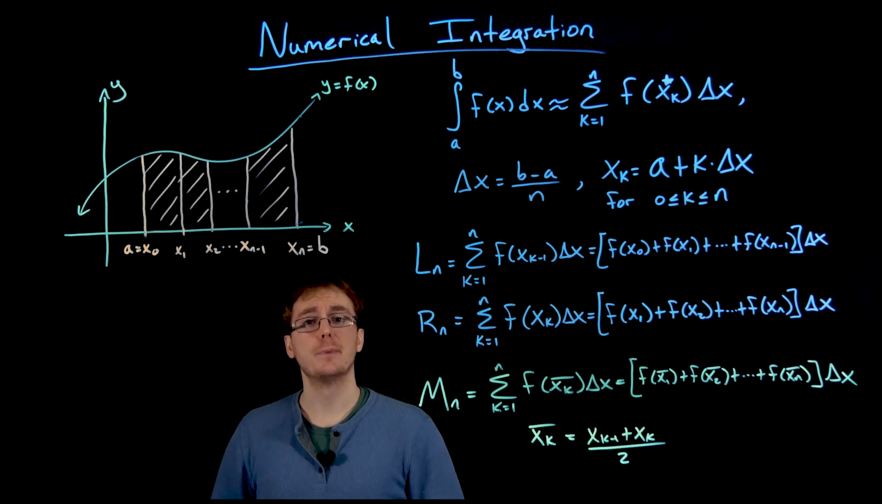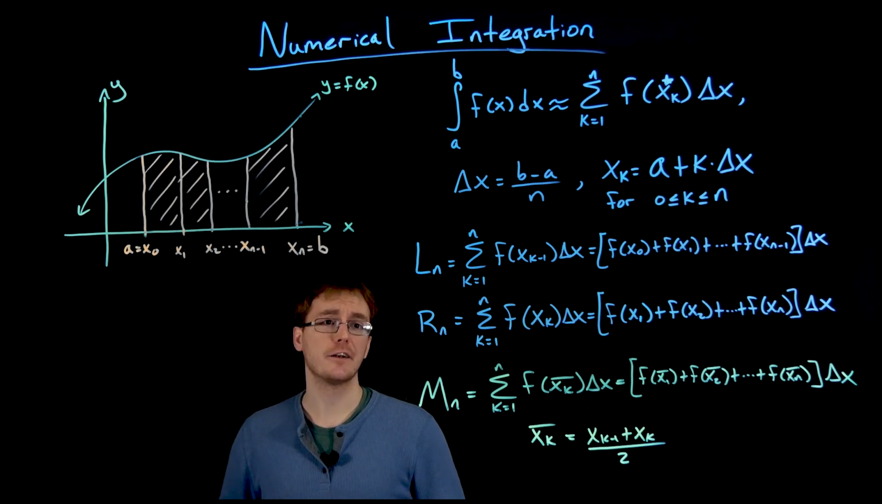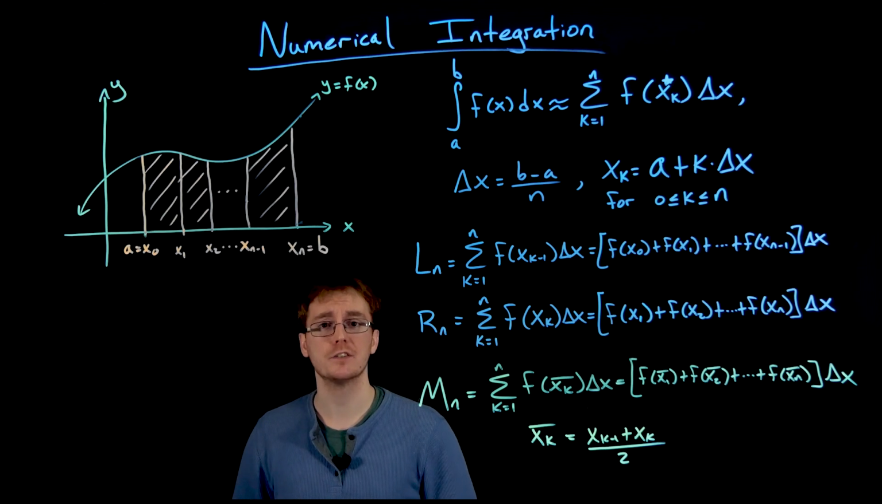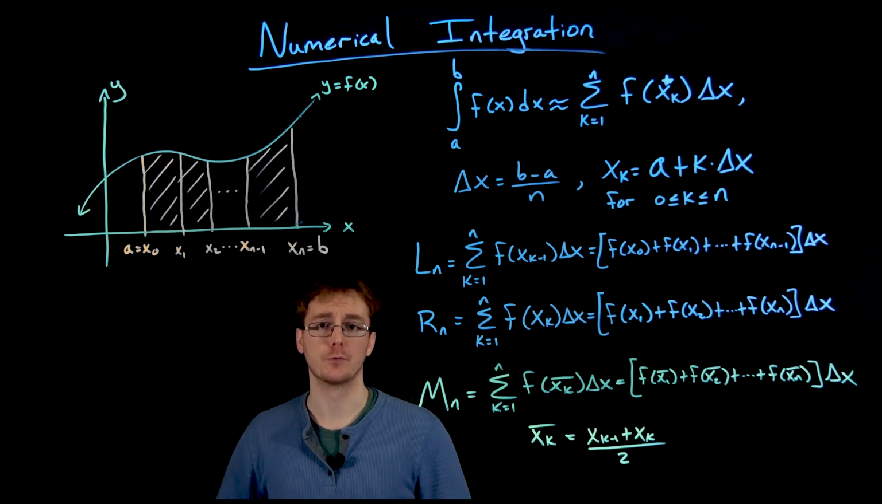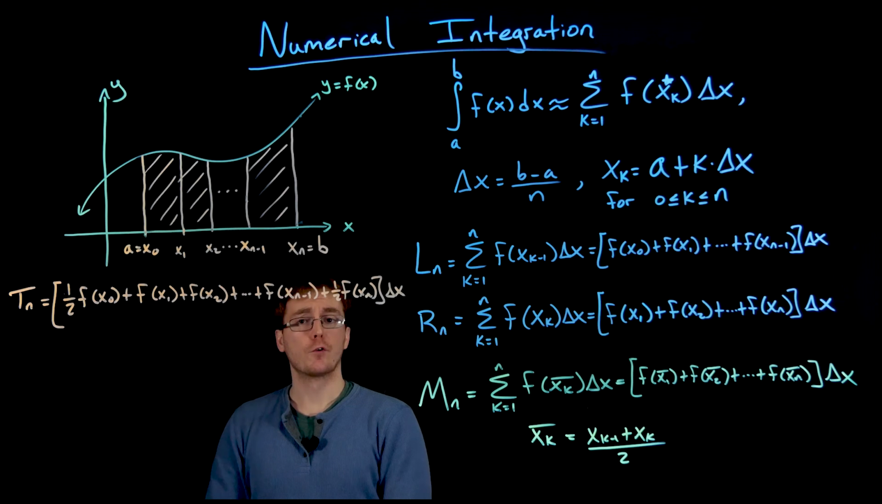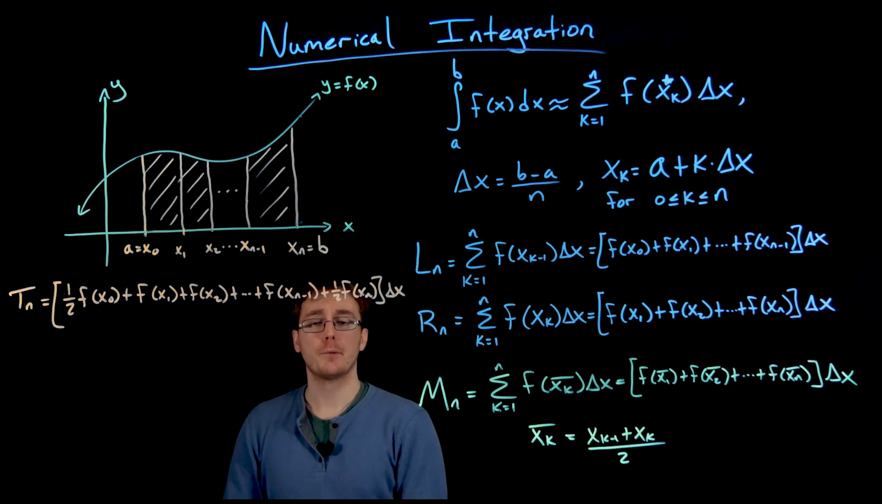Well, the next numerical integration technique or rule I want to talk about does just this. It finds the average between the left endpoint and right endpoint approximations, and we call that one the trapezoidal rule. And so here I have our formula for the trapezoidal rule written up on our board.